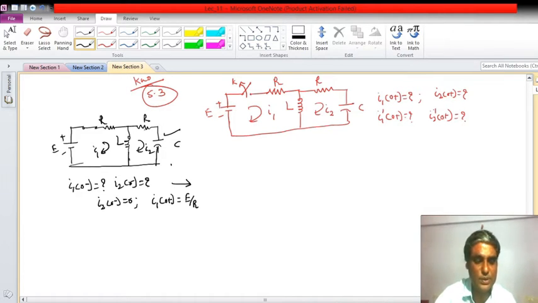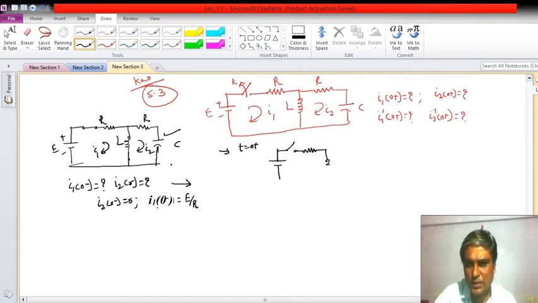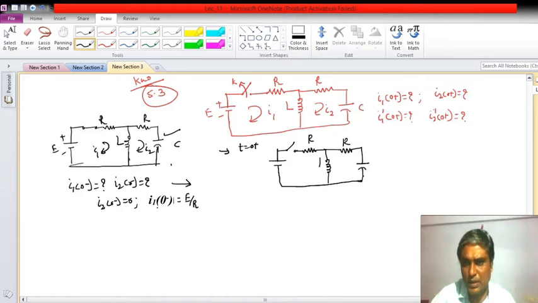Next, to evaluate the network at t equal to 0+, when the switch has been thrown away from this, the circuit looks like this: a resistor and then an inductor connected here, R with the capacitor, and this is R, L and C. This was my I1 and this was my I2.